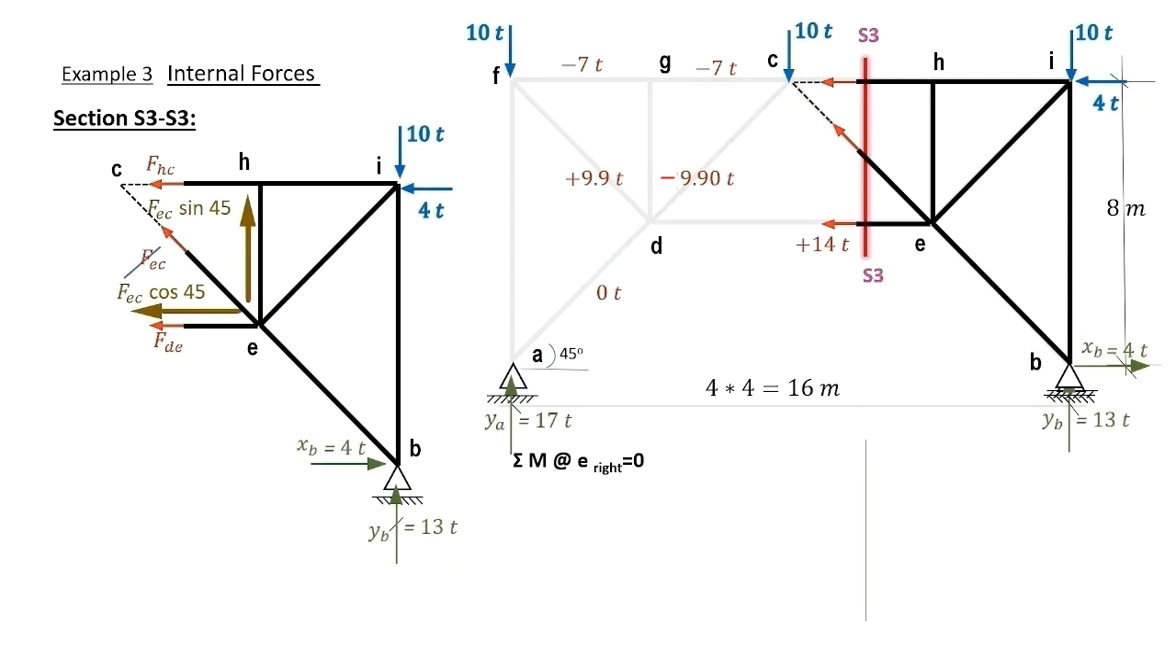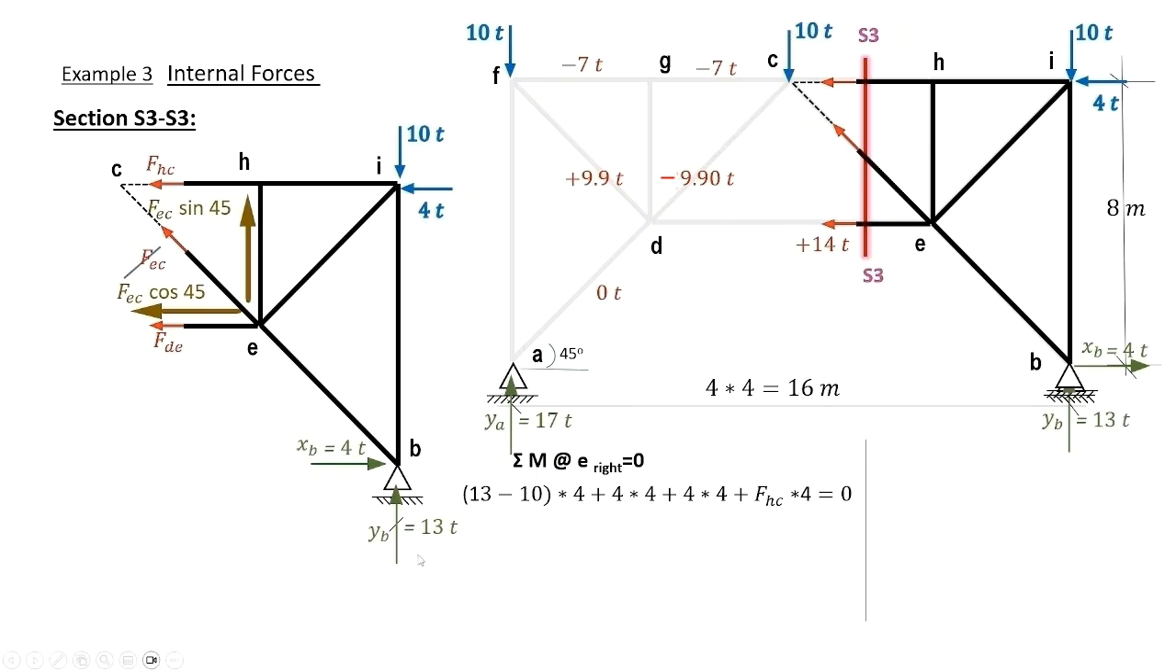We take the moments about E to be equal to 0. And therefore, the force in HC will be the only unknown. The forces considered are 13 tons minus 10 tons, both multiplied by the horizontal arm, 4 meters, and therefore can be computed in one shot.